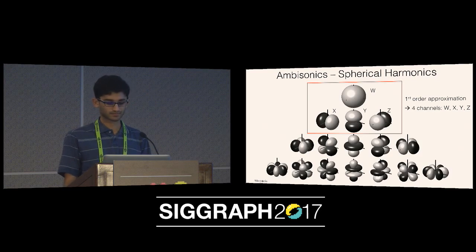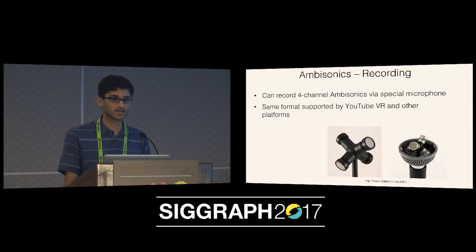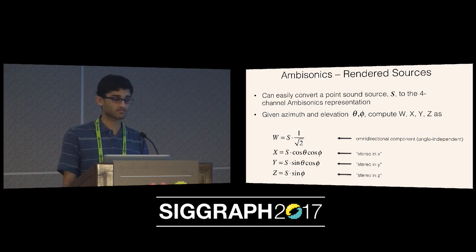If you want to record real audio with this, it turns out to be quite easy, and there are actually microphones that can directly record the ambisonics format. This format is directly supported by YouTube VR and many other platforms. On the other hand, say you have a rendered source like from before. You can take the sound source S and convert it to an ambisonics representation quite easily. All you need are the same angle and elevation from before, and then you can compute W, X, Y, and Z quite easily using simple trigonometric operations as shown on the slide.